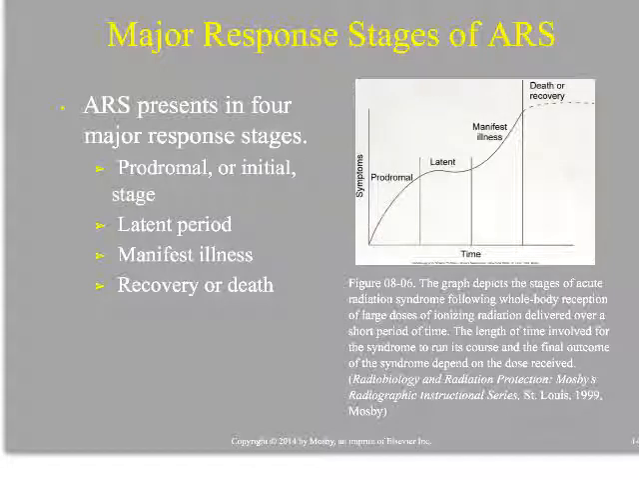So here is a graphical representation of that same response, where we see over time the symptoms increase over the prodromal period. During the latent period there may be a slight fall off. The person may be able to return to normal. And then the manifest illness, the responses increase again until that point of the shoulder.